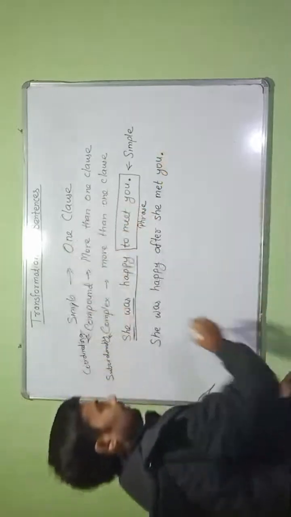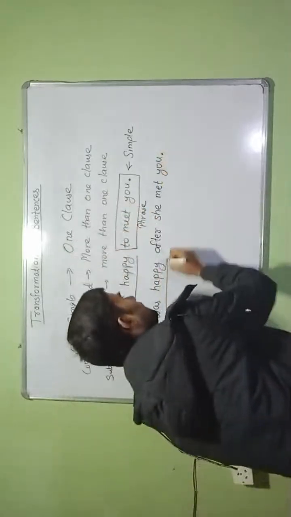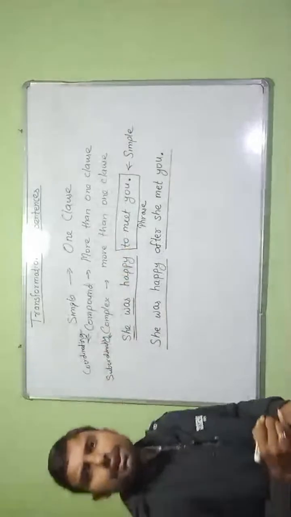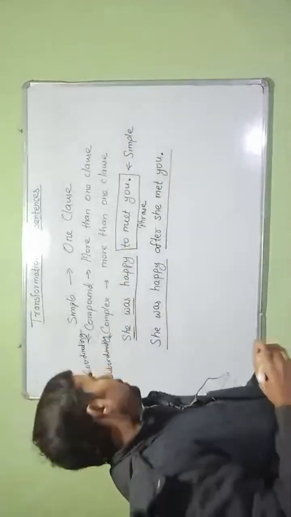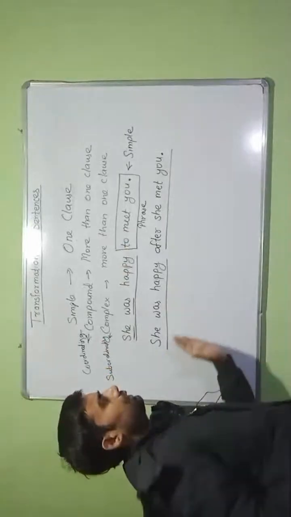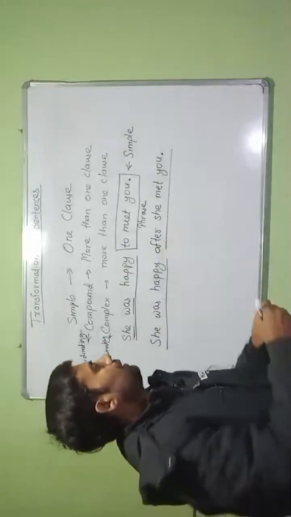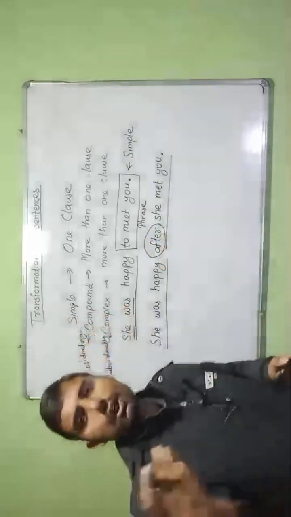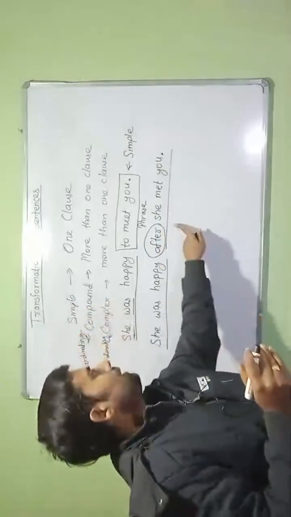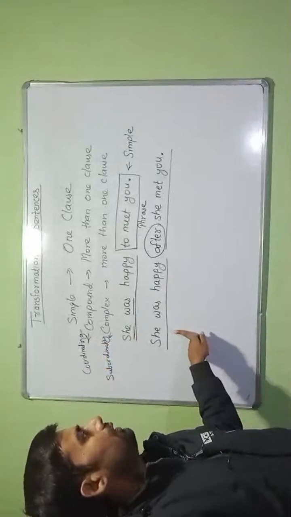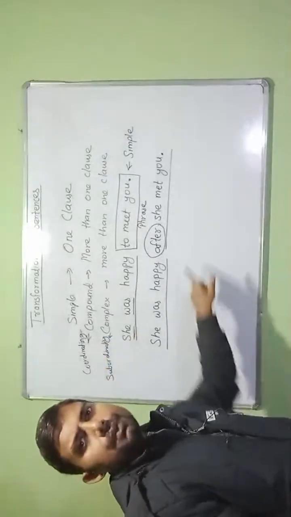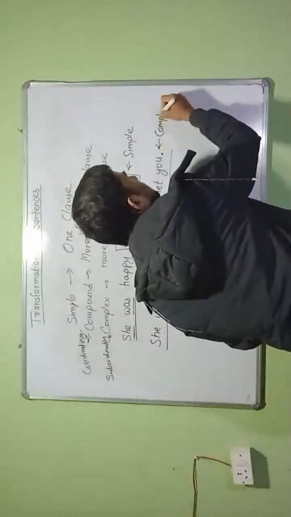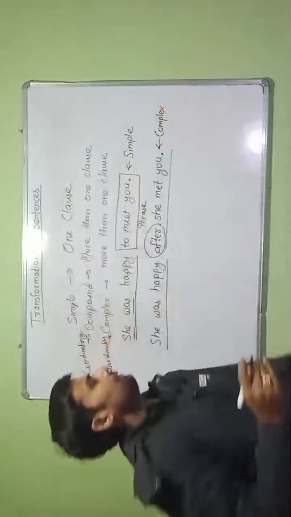Now if you observe this sentence, it has one clause here and one clause here. This is a completely independent clause, which does not have any conjunction, but this clause begins with a subordinating conjunction. So this is a subordinate clause, which you call a dependent clause. So this is a dependent clause, this is an independent clause, which means this became a complex sentence now. So the conversion is complete. This is a complex sentence.